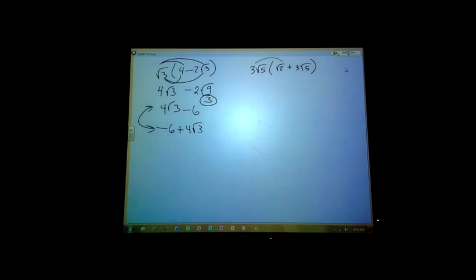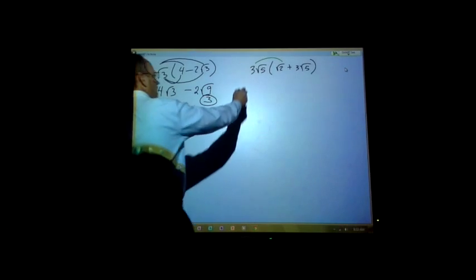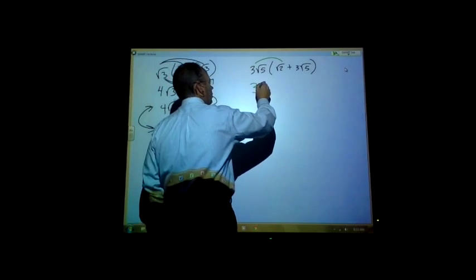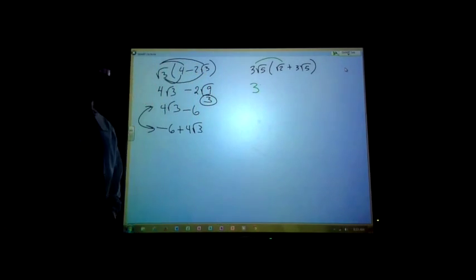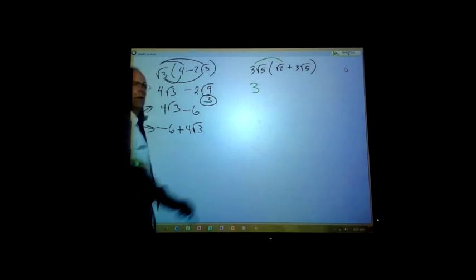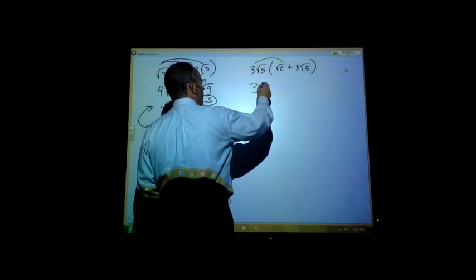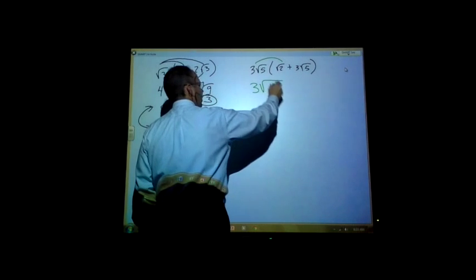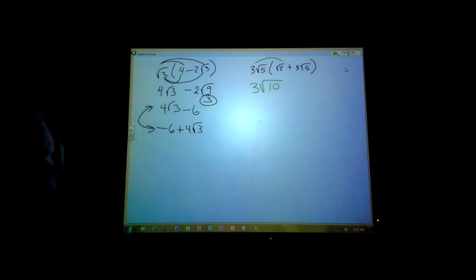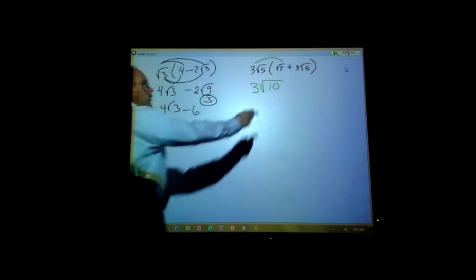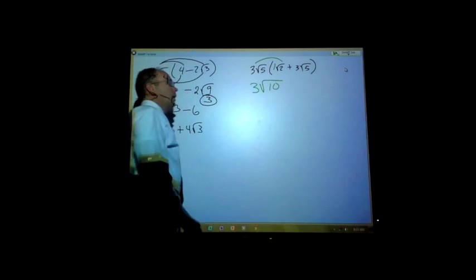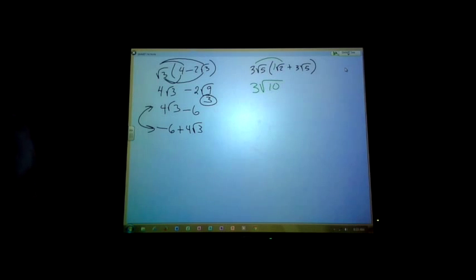Root 6? Someone verify that. Wait, no. Root what? Root 15. What? Wait a minute. Hang on. What's 3 being multiplied by? Well, not nothing. There's a 1 really right here, isn't there? And then where did the root 10 come from? Yeah, I multiplied the radicals together. So I can multiply inside to inside. I can't go outside to inside, though.